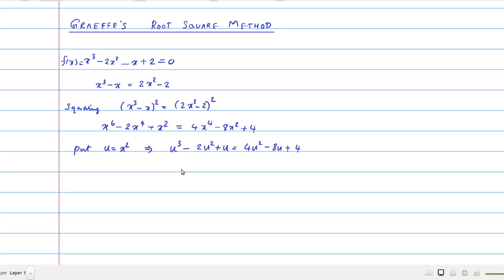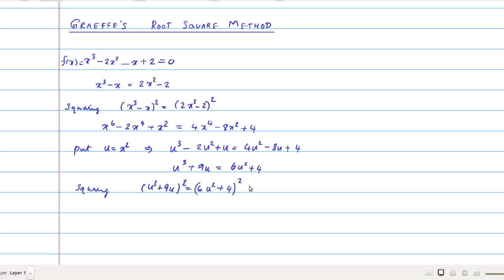Now we again collect the odd degree terms on the left-hand side and transpose all the even degree terms to the right. This becomes u cube plus 9u, because of transposing the minus 8u to the left side, equal to 6u square plus 4. So this is the new equation. Now again we square: u cube plus 9u whole square equal to 6u square plus 4 whole square.